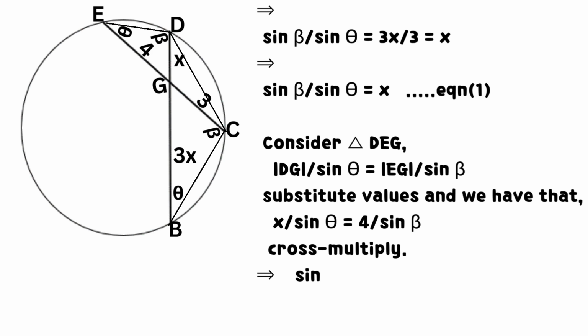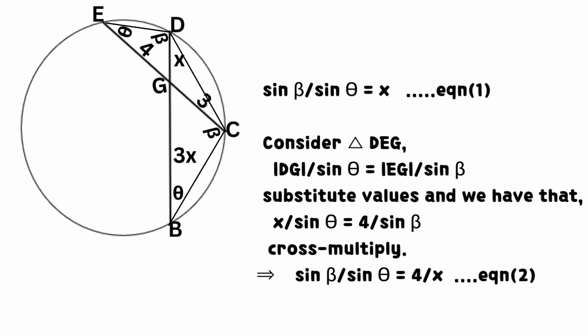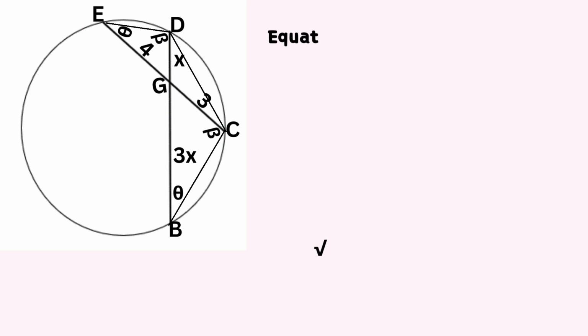Consider triangle DEG. Line DG divided by sine theta equals line EG divided by sine beta. Substitute values and we have that X divided by sine theta equals 4 divided by sine beta. Cross multiply. Hence, sine beta divided by sine theta equals 4 divided by X. We call it equation 2.